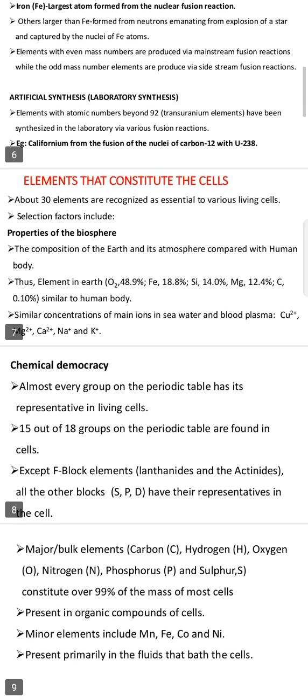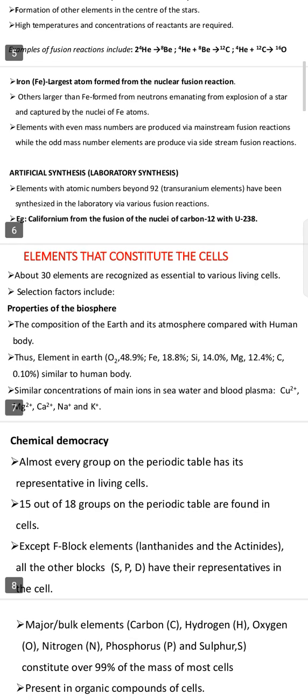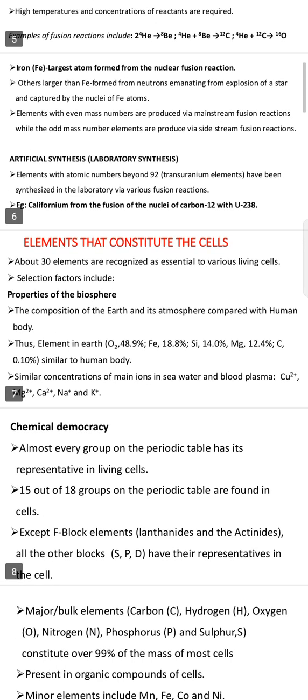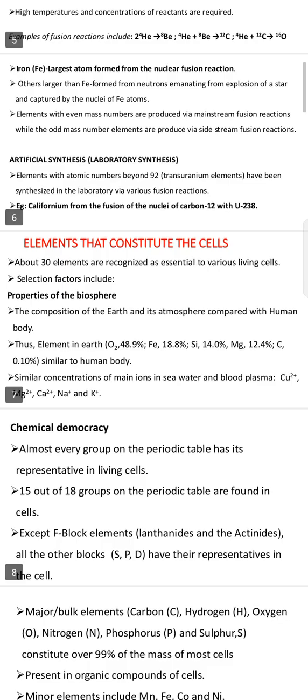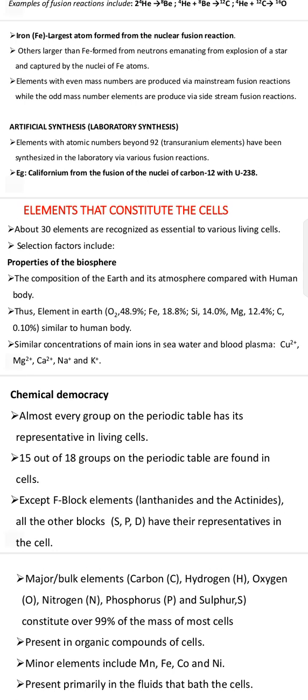So the next theory we are about to look at is artificial synthesis. The meaning of synthesis is simply production. If I want to synthesize something, I want to produce something. So we'll be looking at how other elements were produced artificially. The first one is laboratory synthesis.